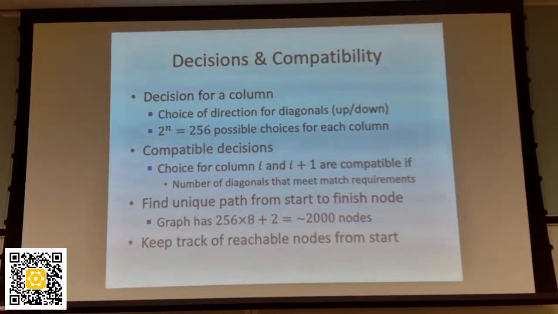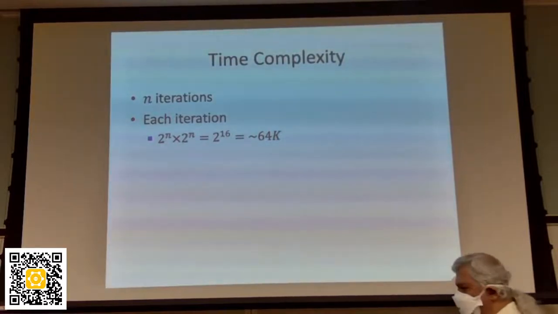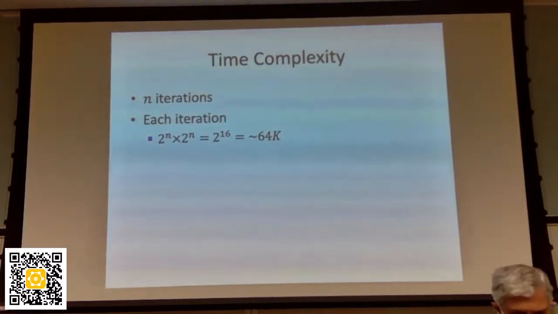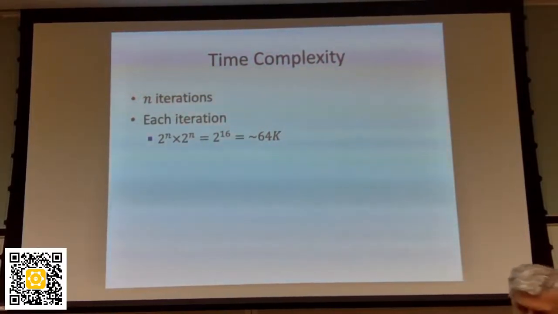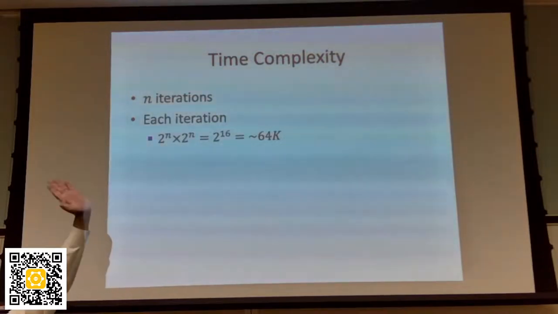The only thing we haven't figured out is the cycle part, and I completely forgot about that once I got into this part. So time complexity. Yes, there are n iterations. In each iteration, you're looking at 2 to the n times 2 to the n. So that's like 2 to the 2n. That's still something like 64,000. It's not so bad. And then you're going to do this n times, so 8 times. So you're somewhere less than a million, and it's definitely manageable. Are you good? So the time complexity is somewhere in the range of 2 to the 2n times n.